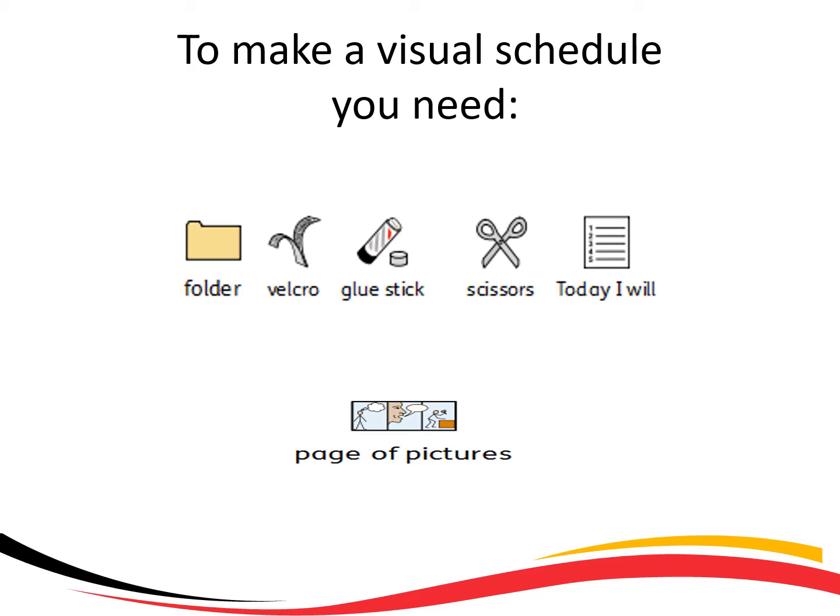Each table will have one pair of scissors and one glue stick to share. If you're doing it individually, you'll have your own. Now raise your folder in the air so that I can see everyone has it. Now show me your folder, velcro, glue stick, scissors, today I will chart, and page of pictures.